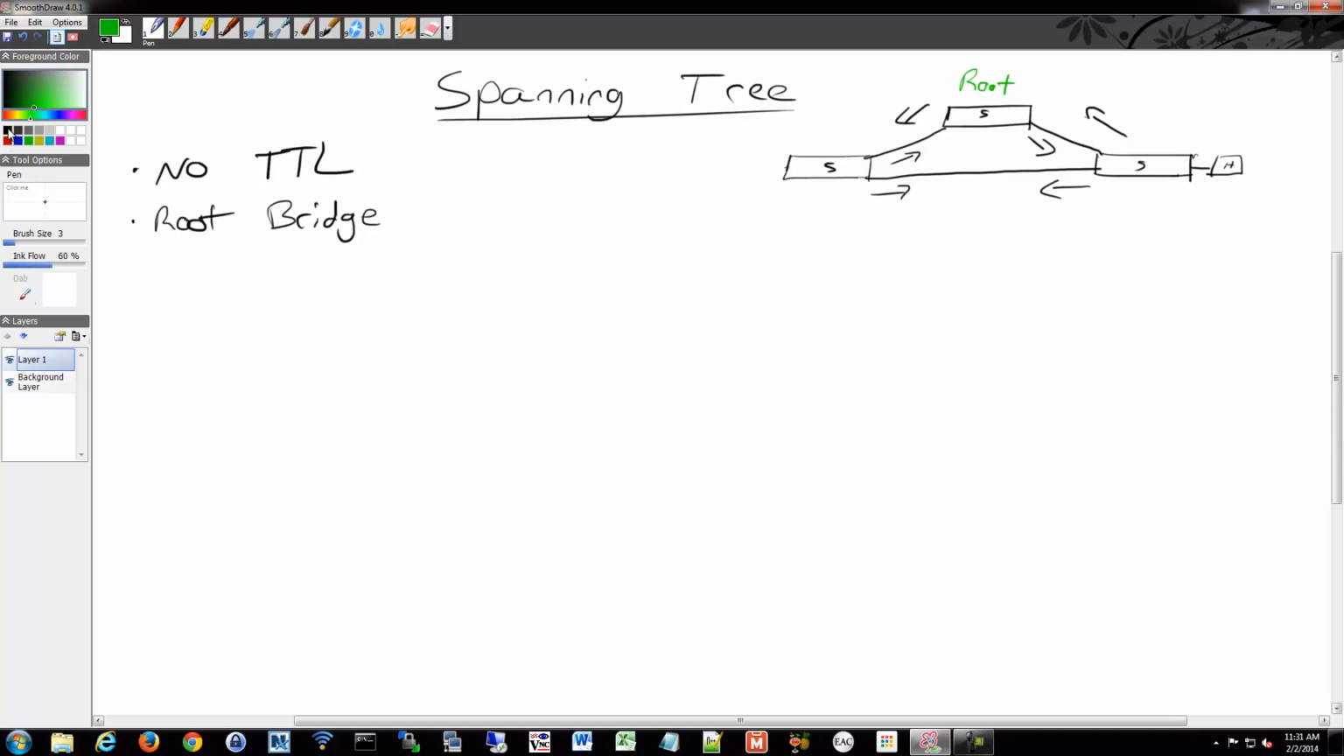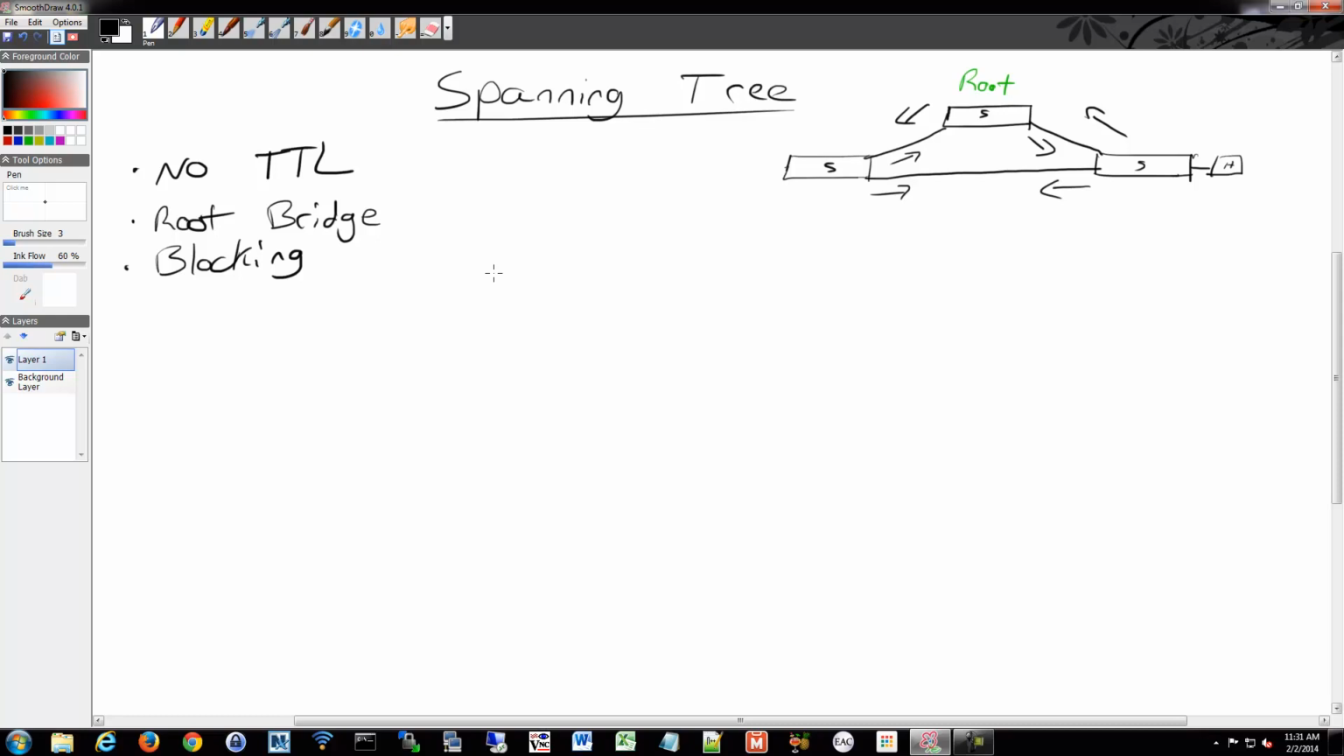Spanning tree would then determine the proper way to get to that root switch, and then put one of these links into a blocking status in order to turn off one of these links, essentially. And then that would prevent a loop, because you would only have 2 out of those 3 links then. That's the general idea of spanning tree.